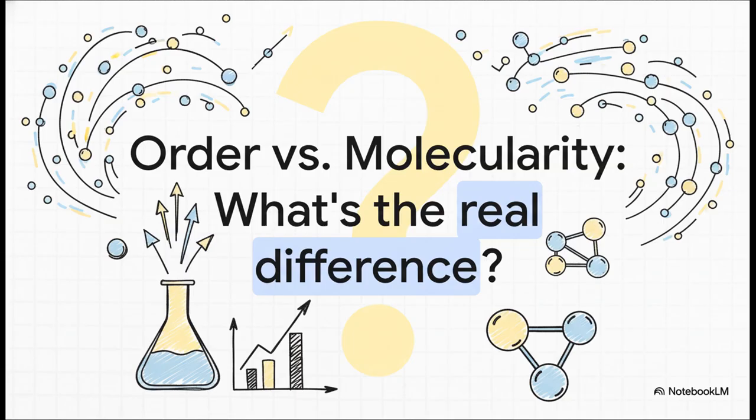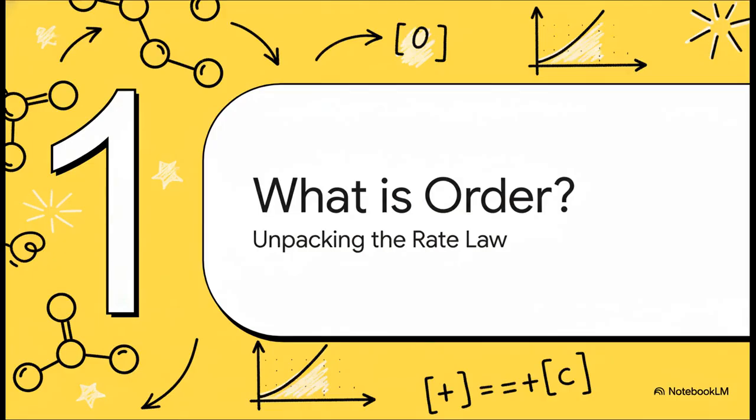And we're going to start with order. Okay, first up is order. And to really get what order is all about, we've got to talk about something called the rate law. You can think of it as the mathematical recipe for a reaction. It's the formula that tells us exactly how fast things are going to cook.